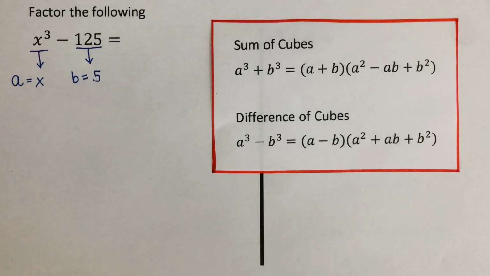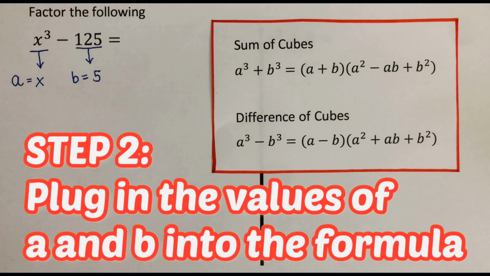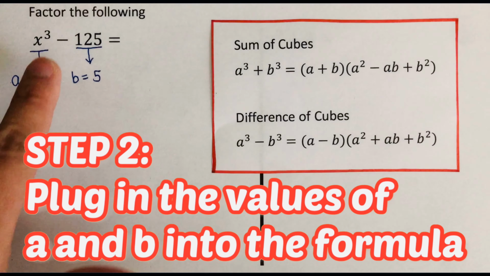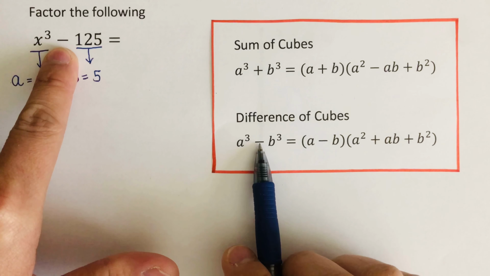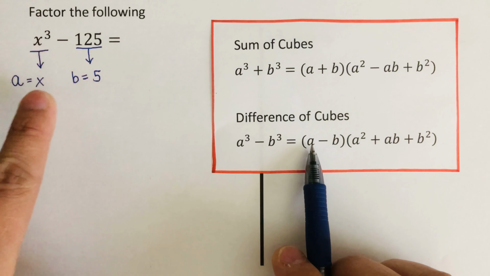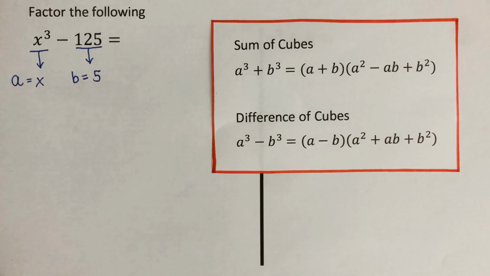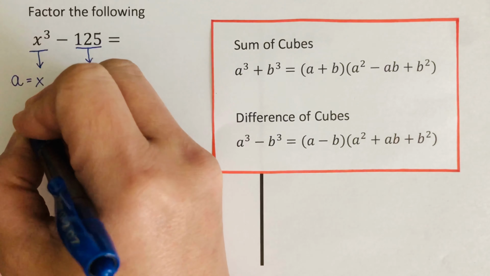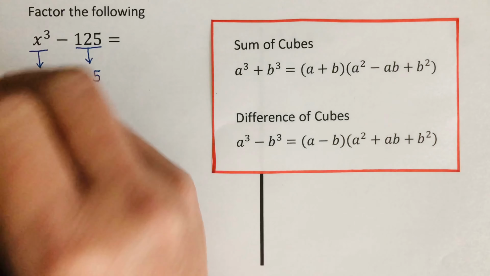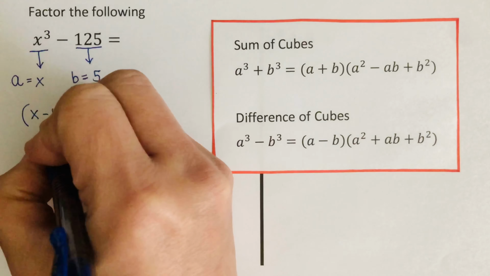Now, we are ready to move on to the second step after we determine the a and b. The second step is to plug in the values of a and b into the formula. Since this is a minus, we can go ahead and say that this is a difference of cubes. So we go ahead and plug in our a and our b to each of these variables here. So the factored form for this would be, we write the parentheses first. Again, our a is x, and that's a minus. Our b is 5, so I'll put in 5.